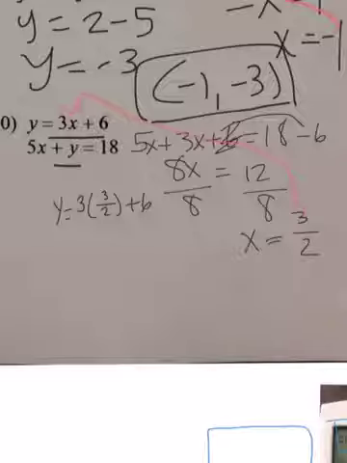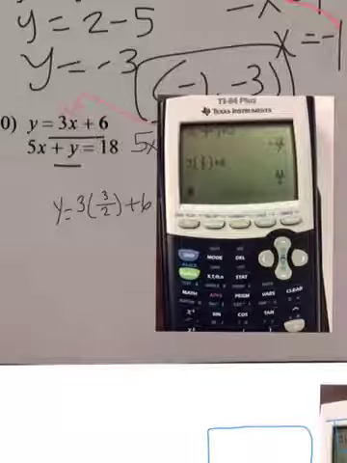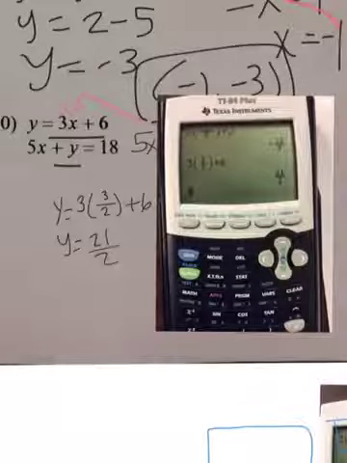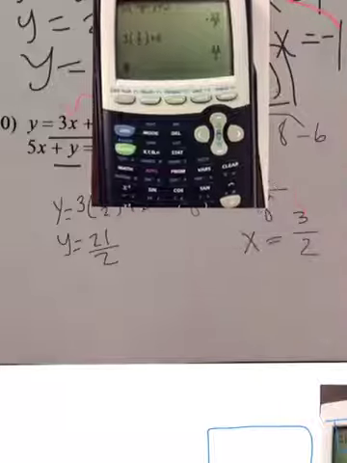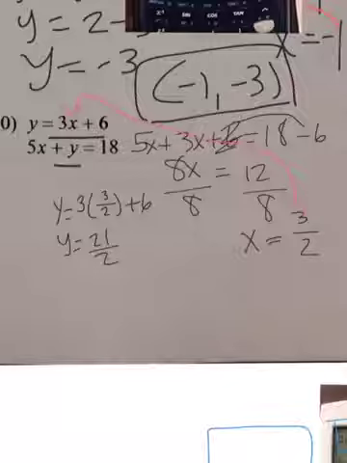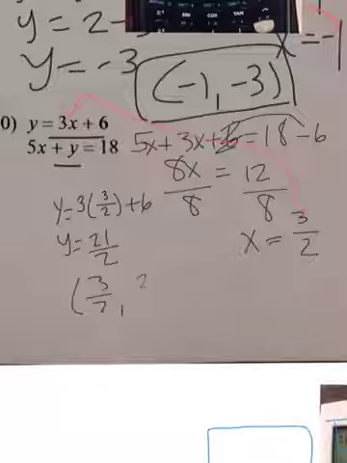3 over 2. So let me pause this. There's my picture, and as you can see, I get 21 over 2. So 21 over 2, and my x was 3/2. So that means that my solution is 3/2, 21 over 2.